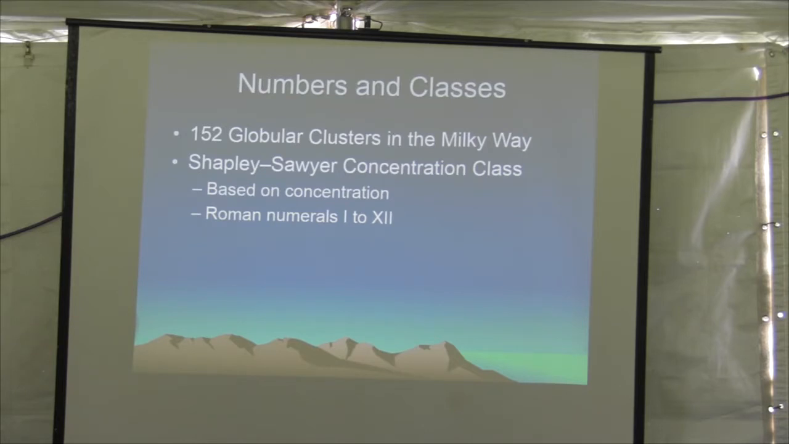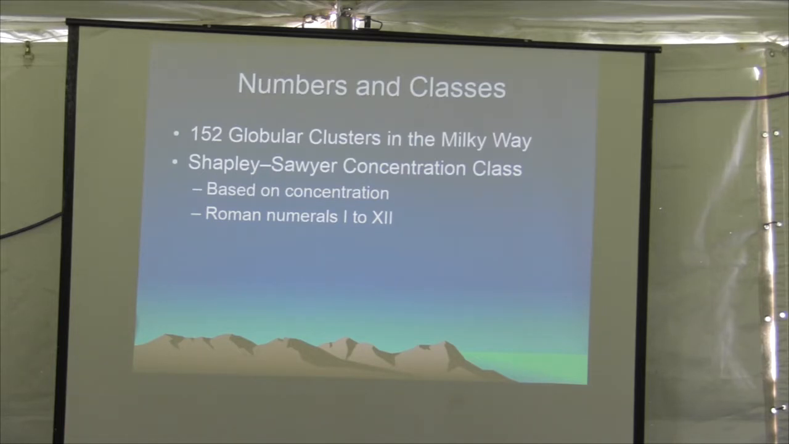There are 52 globular clusters in the Milky Way. And I'm saying that because we're going to also look at a globular cluster that is not part of our galaxy. You're able to actually see globular clusters in other galaxies, and we'll look at that in a minute.